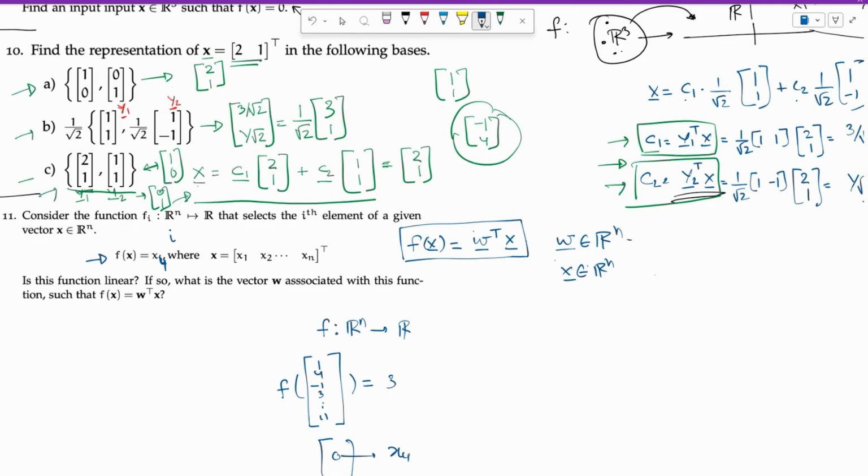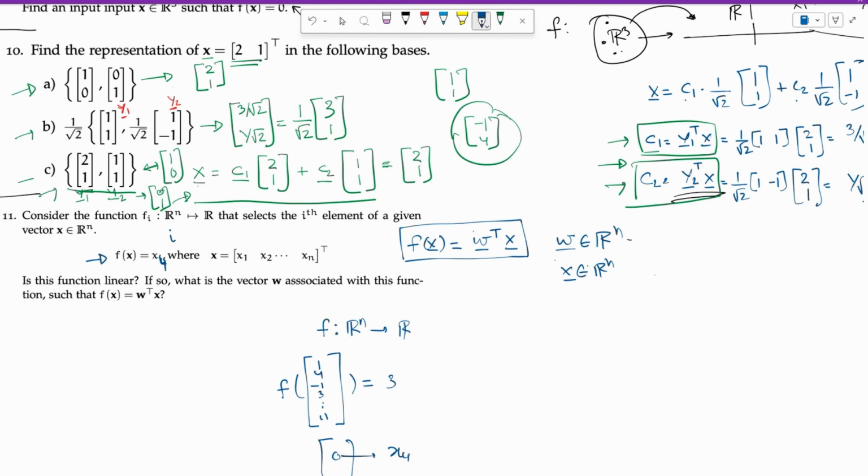It's simply this. I give you the vector, and there is a box. I send the vector into the box, and a person sitting inside simply takes out the fourth element of the vector and sends it out. That's all the box is doing. So the question is, does this box represent a linear function?